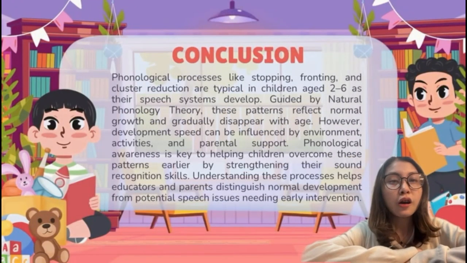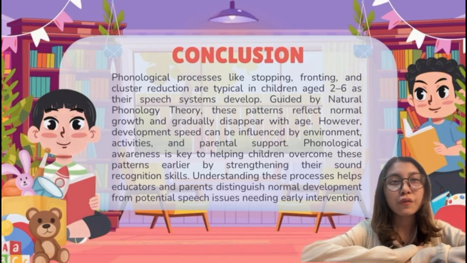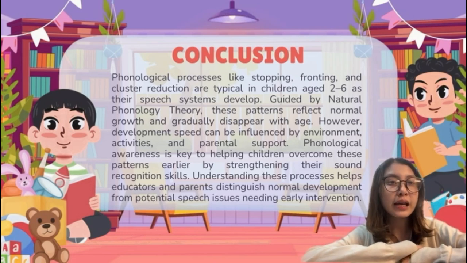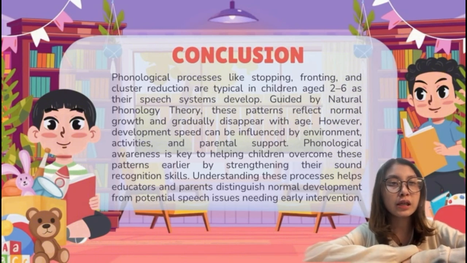In conclusion, phonological processes like stopping, fronting, and cluster reduction are typical in children aged 2 to 6 as their speech system develops. Guided by natural phonology theory, these patterns reflect normal growth and gradually disappear with age. However, development speed can be influenced by environmental activities and parental support. Phonological awareness is key to helping children overcome these patterns earlier by strengthening their sound recognition skills. Understanding this process helps educators and parents distinguish normal development from potential speech issues needing early intervention.